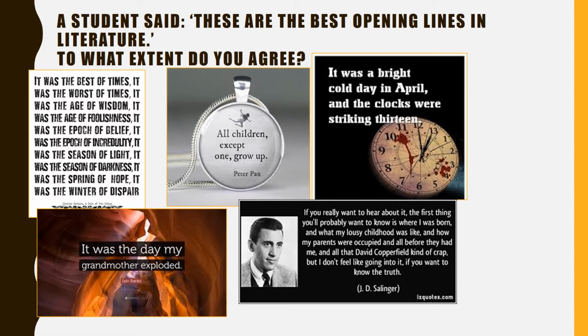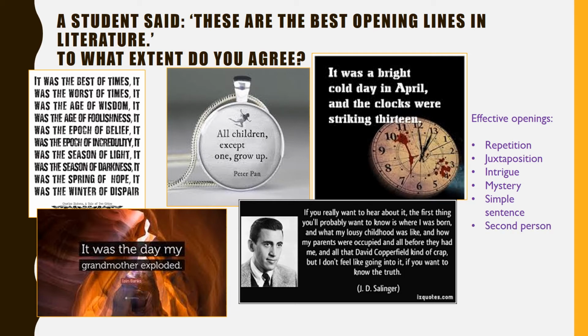So in terms of what methods the writer is using, did you get these ones? We talked about the repetition, we talked about the juxtaposition that Charles Dickens is using in A Tale of Two Cities. There's intrigue. It was the day my grandmother exploded. There's definitely some intrigue there, mystery. The simple sentence structures that are used. It was the day my grandmother exploded is a really short, simple sentence to start.